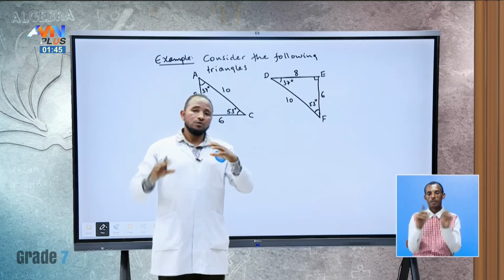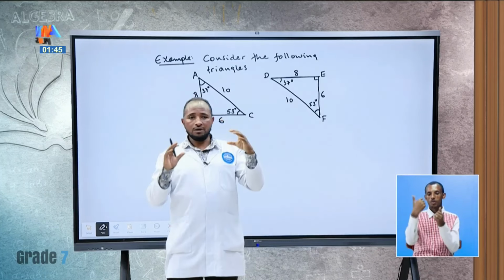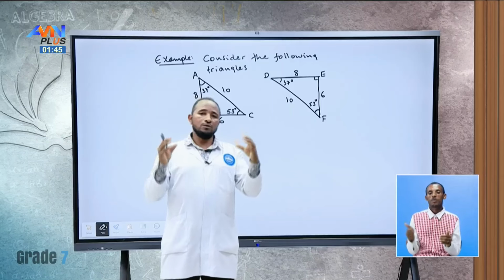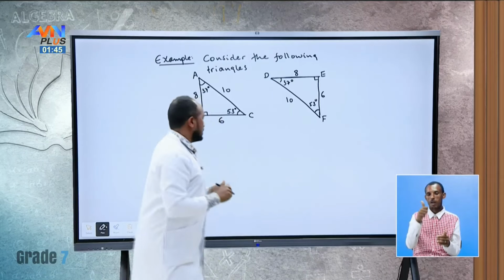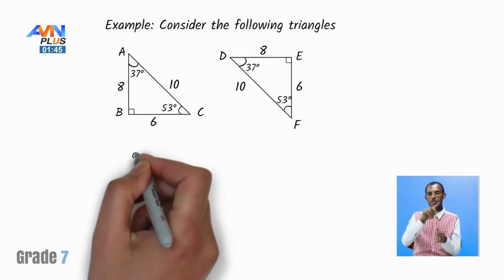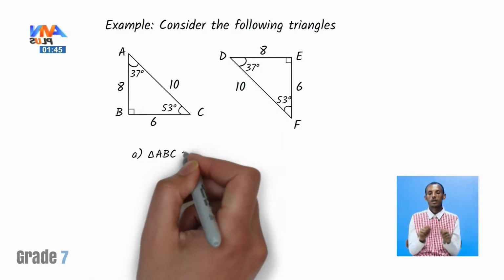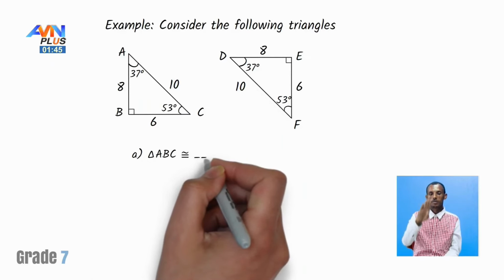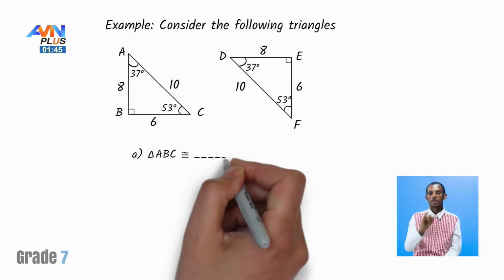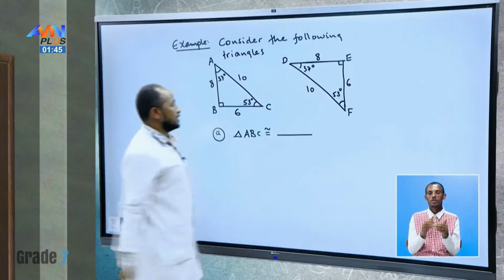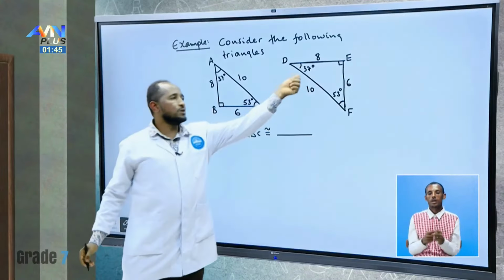But in what order are they congruent? How do we fit one triangle on another? Here, the first question, triangle ABC is congruent to which triangle? How do we fit triangle ABC on this one?